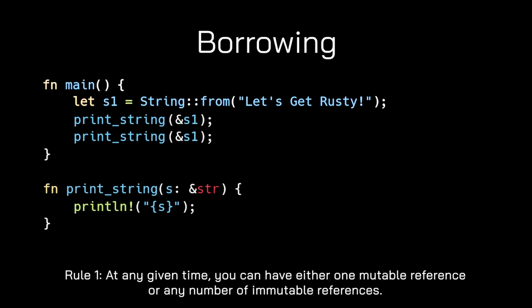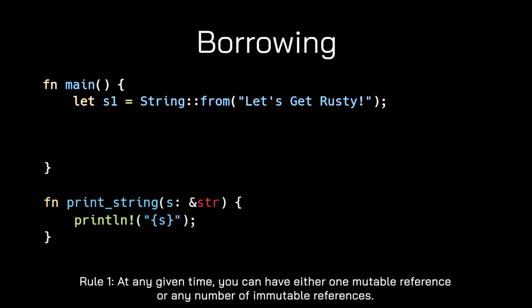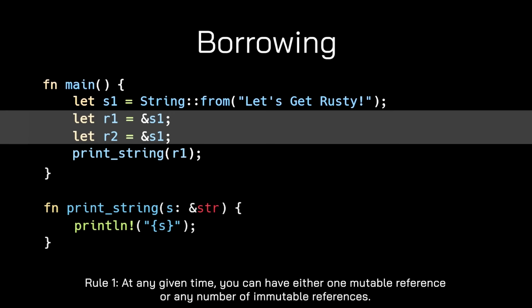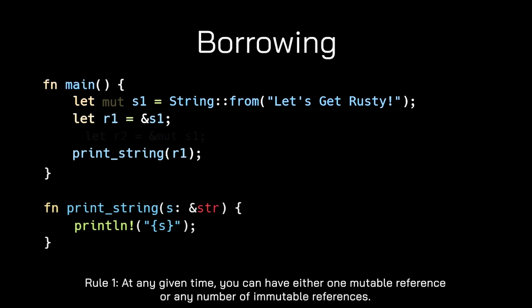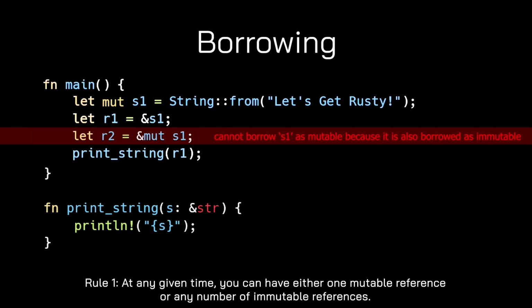The first rule is that at any given time, you can either have one mutable reference or any number of immutable references. To demonstrate this, we'll create two variables holding references to the heap allocated string. Both of these references, or borrows in Rust speak, are immutable, which means we're not violating rule 1. However, if we made one of these variables a mutable reference, the Rust compiler would throw an error.